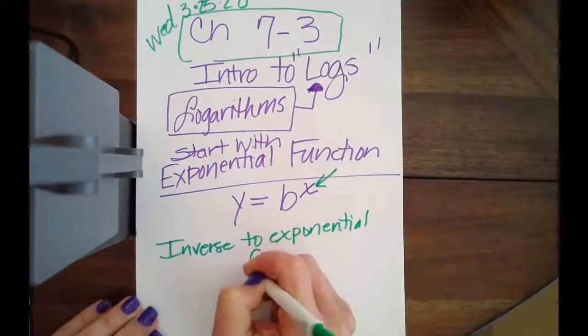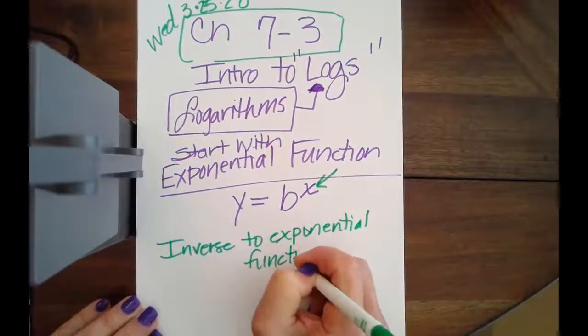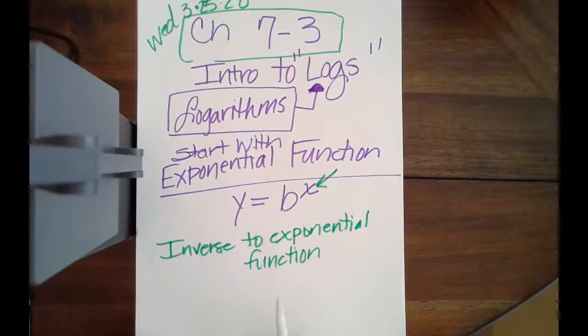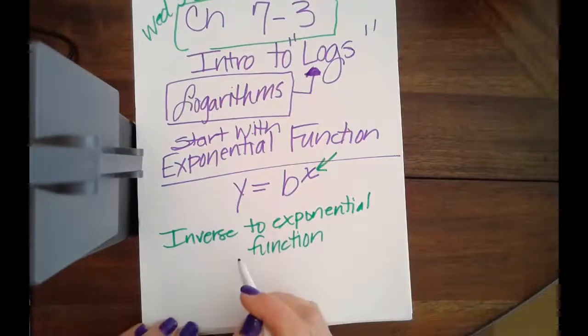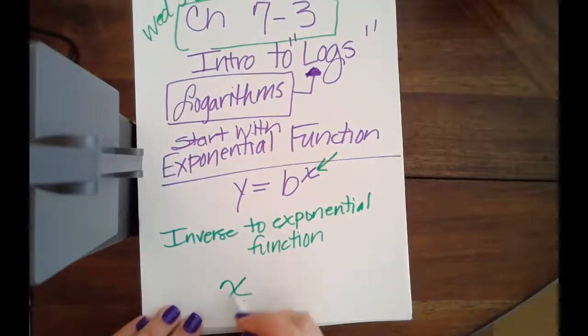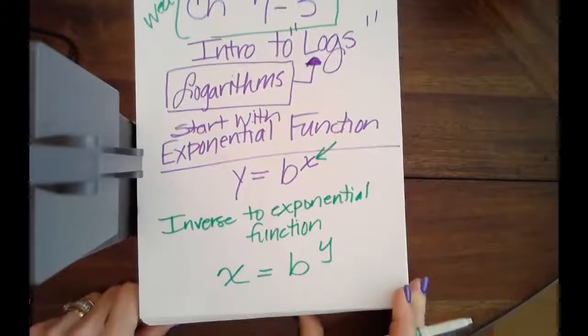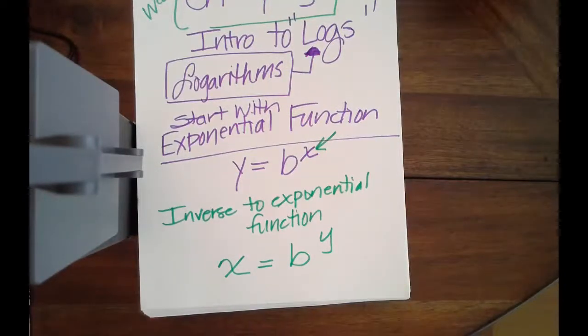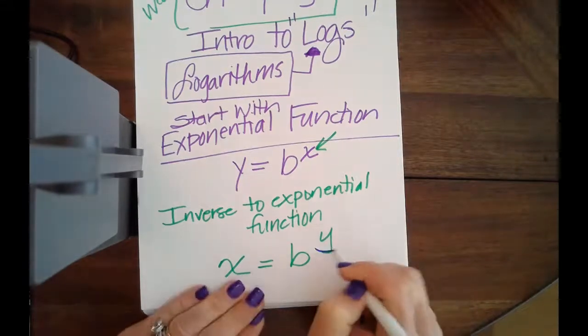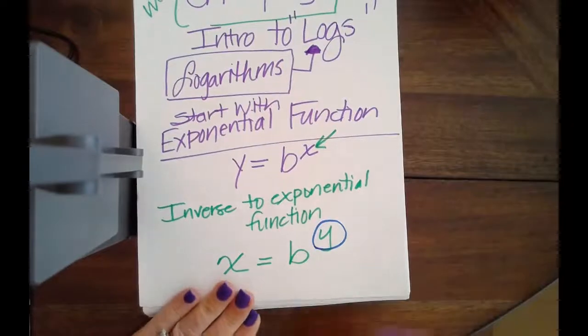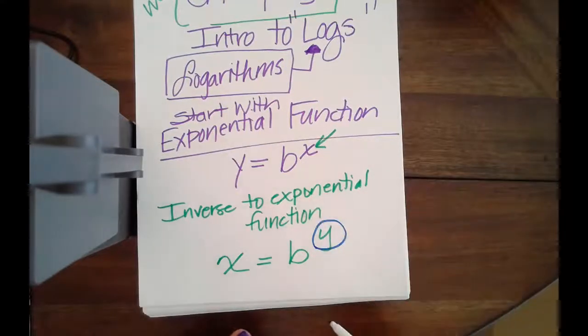All right, the inverse to the exponential function. x and y would change places, remember? So it would look something like this: x is equal to some base raised to the y power. So now we have the inverse.